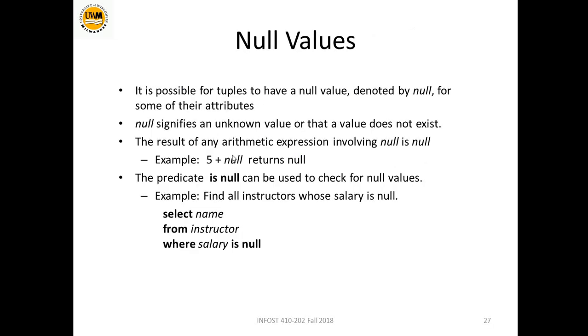Null values, we said we might have null values if it's allowed by the constraints. Null signifies an unknown. Any arithmetic operation with null returns null. For example, if we add 5 and null, if we subtract, multiply, or divide, the result is always null. The predicate is null can be used to check for null values. We can say select name from instructor where salary is null, which means that salary is not entered.